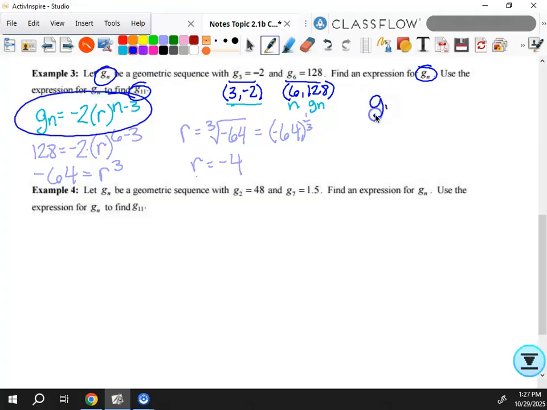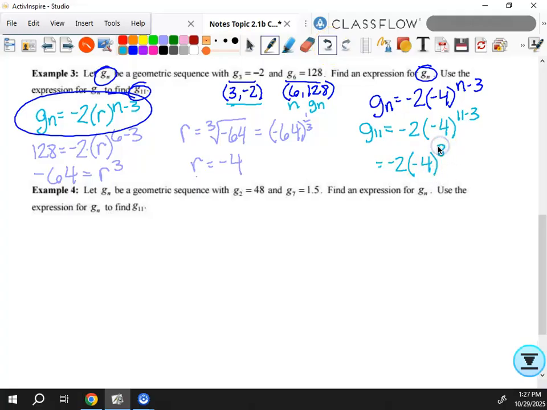So now I'm going to come back over here and put r back in there. So G sub n is equal to -2 times -4, and this is why the parentheses are important, to the n minus 3 power. There's my G sub n. Now I also need to find G11. So that's -2 times -4 to the 11 minus 3 power. What's 11 minus 3? 8, to the 8th power.